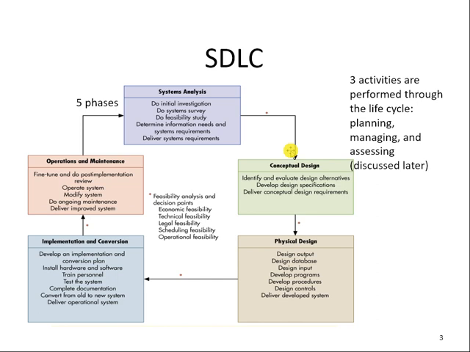Then the second step is conceptual design. During the conceptual design, the company decides how to meet users' needs. We're going to identify and evaluate design alternatives, develop design specifications and deliver conceptual design requirements. Then the third step is physical design. In this step, we're going to design output, database, input, programs, all these things.